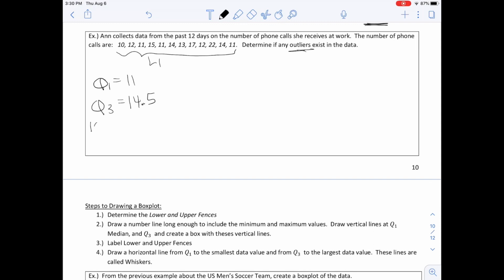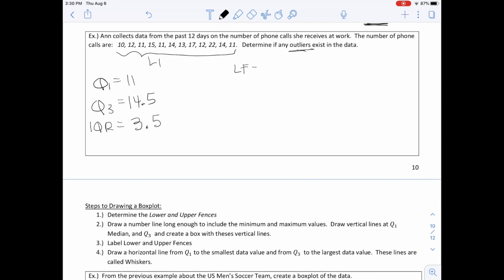So the next thing that we have to calculate is going to be our IQR, or interquartile range, and you get that by subtracting 14.5 minus 11, which is going to be 3.5. From here, we need to calculate our lower fence and our upper fence.